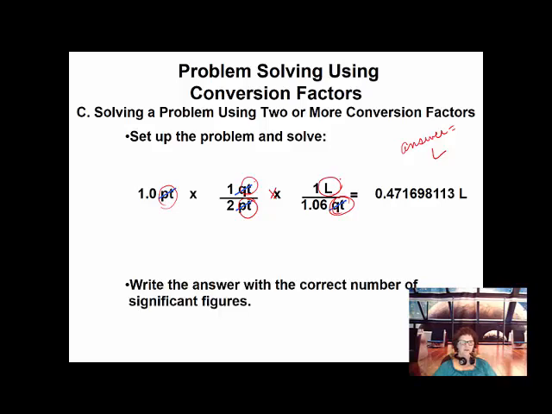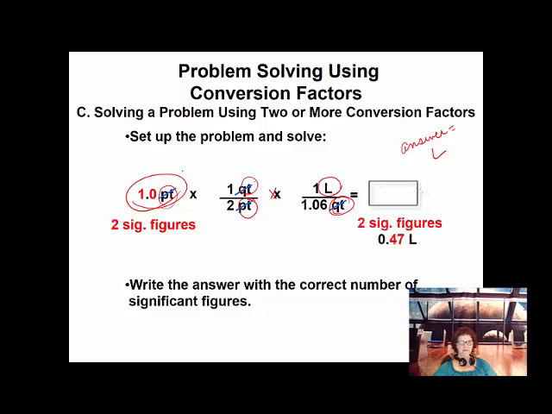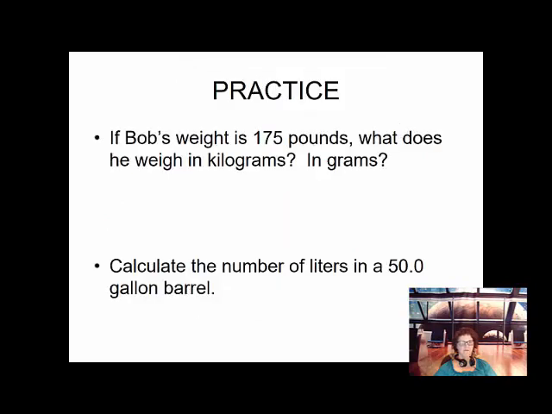And then when I write it in the correct number of significant figures, how many is it going to have? 2. You're right. Because my measurement, or my thing that I started with that I could hold in my hand, was 2 significant figures. So 0.47 liters is going to be the answer to that problem. If you don't understand this, go back and review it. All right, so let's practice.